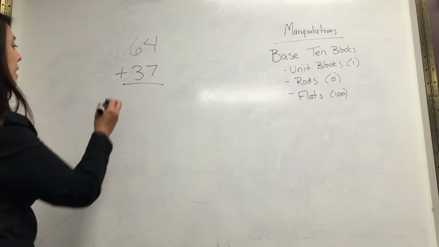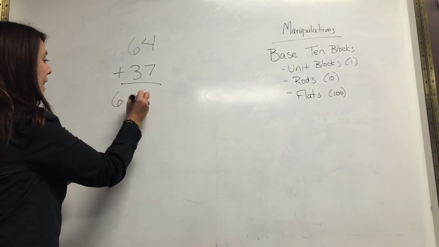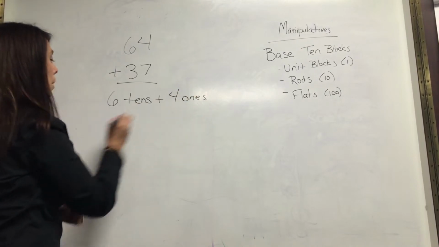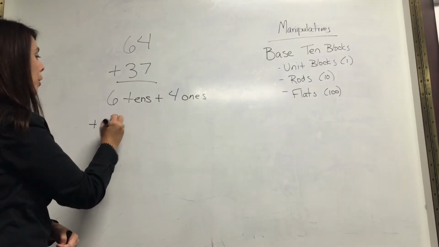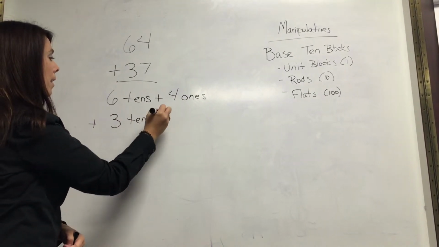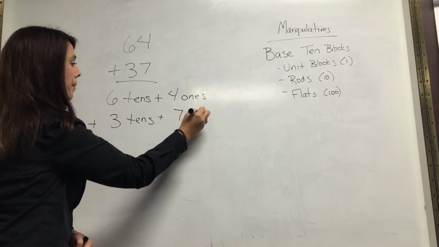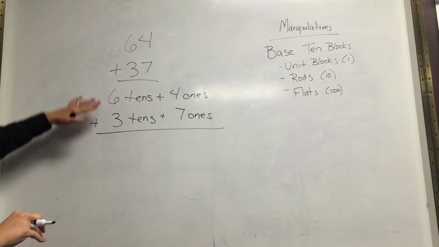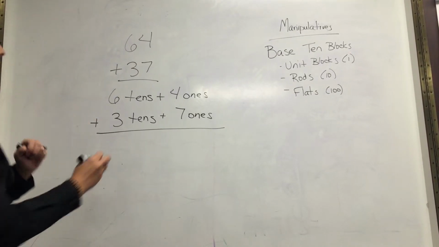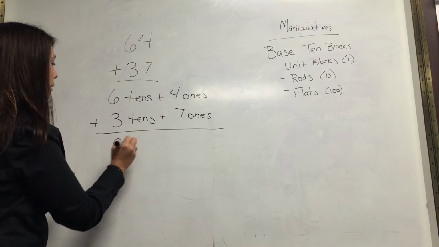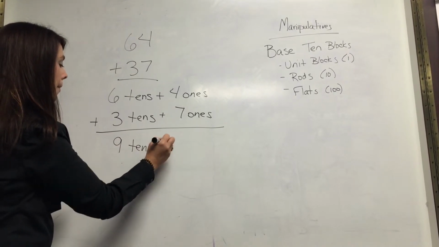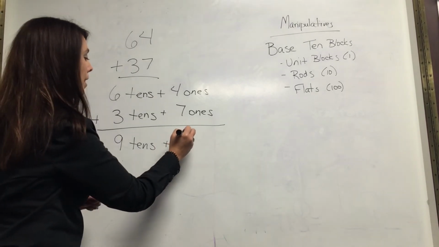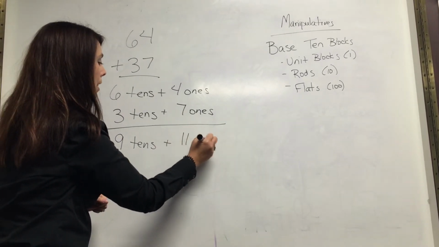If we break down 64, we have 6 tens and 4 ones. We want to add that with 3 tens and 7 ones. So now we want to go and we want to add these numbers together. If we have 6 tens plus 3 tens, that gives us a total of 9 tens. If we take 4 ones plus 7 ones, that gives us a total of 11 ones.